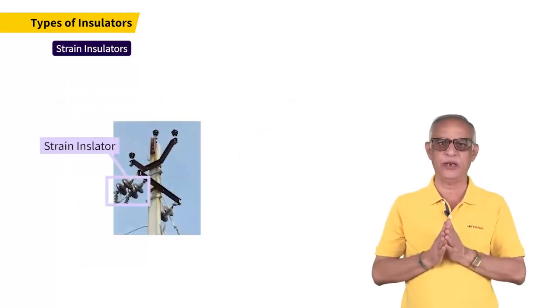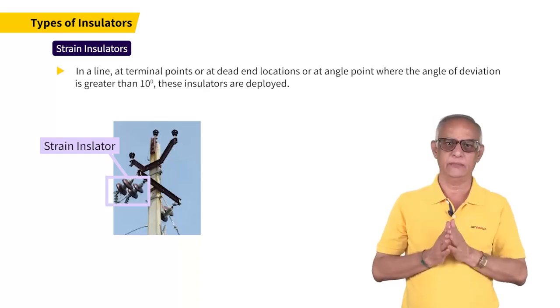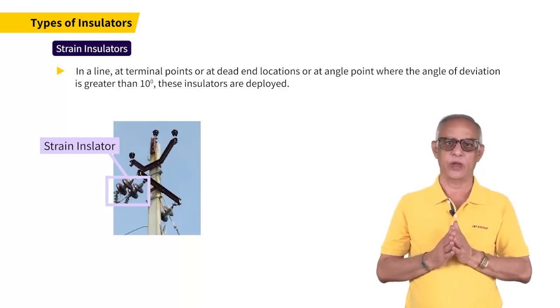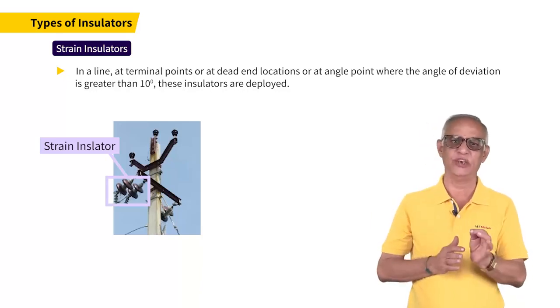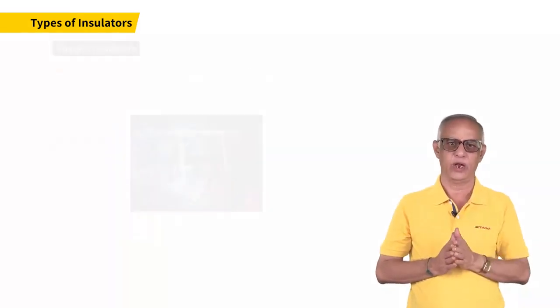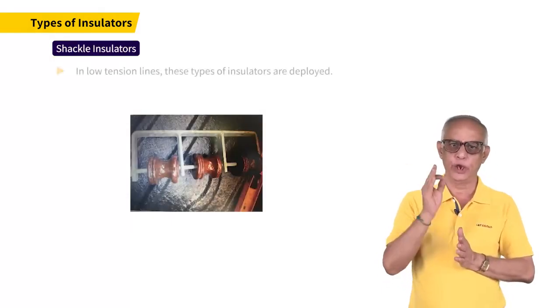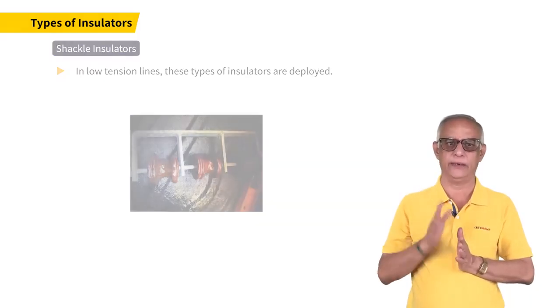The next type of insulator is the strain insulator. In a line, at terminal points, at dead end locations, or at angle points where the angle of deviation is greater than 10 degrees, these insulators are deployed. Lastly, we have shackle insulators. In low tension lines, these types of insulators are deployed.